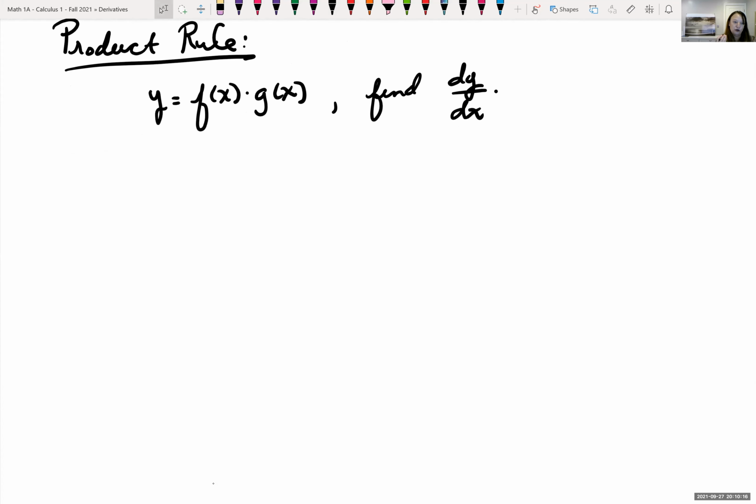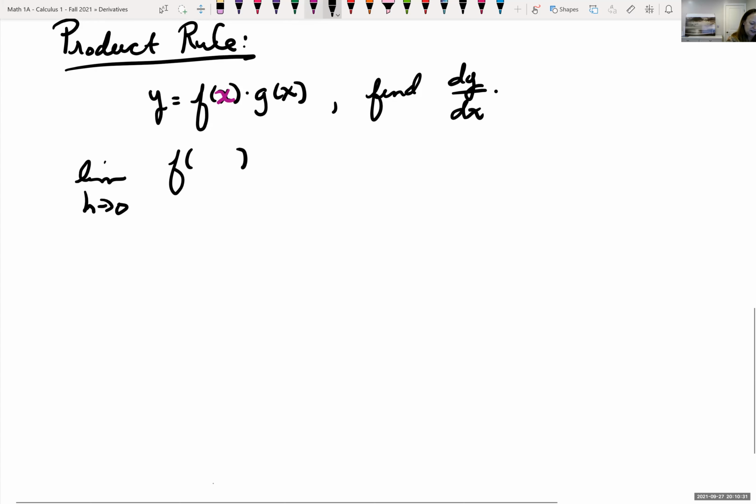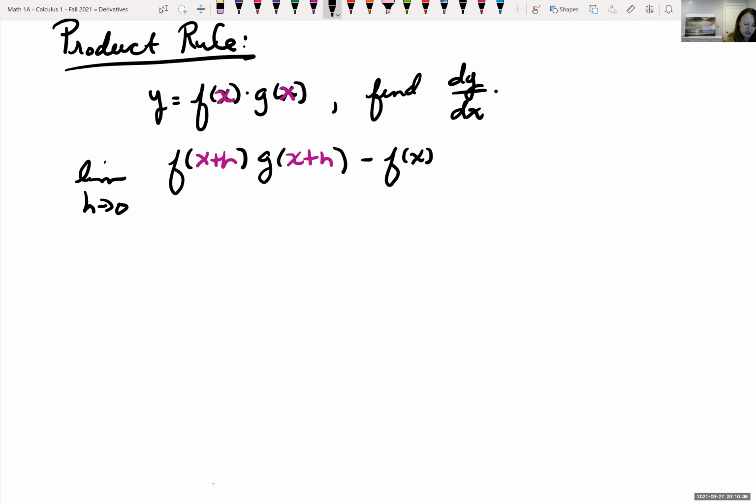Okay, so let's go through, and unfortunately, let's look at it using the long way. So the limit as h goes to 0. Let's plug in x plus h wherever we see an x. So we have f of x plus h, all times g of x plus h, minus our original function of y, so minus f of x times g of x, all over h.